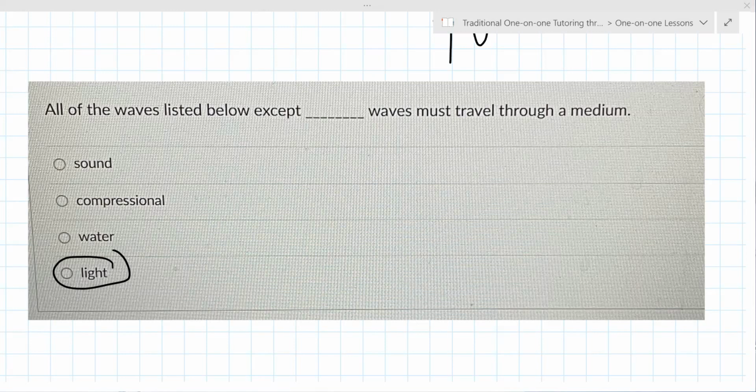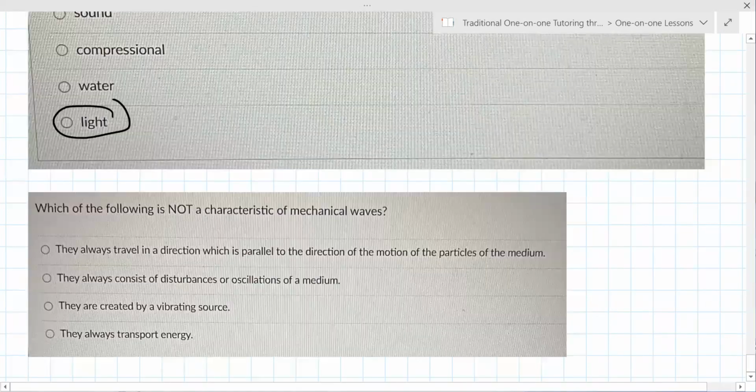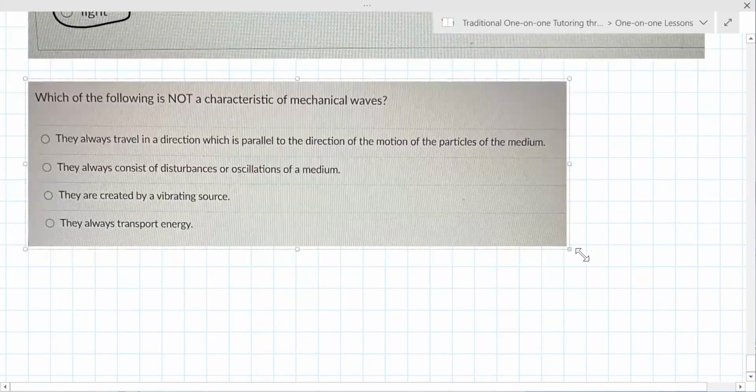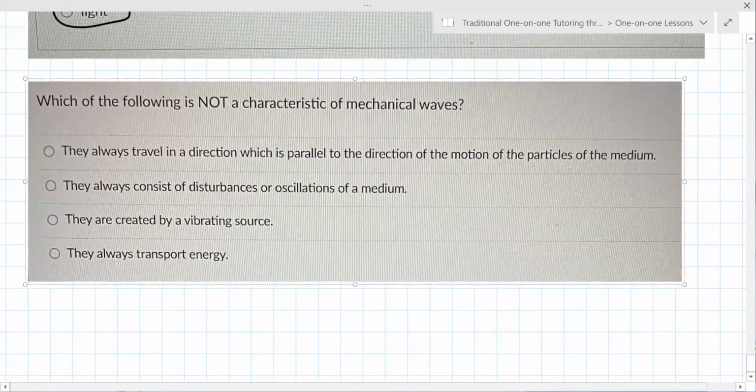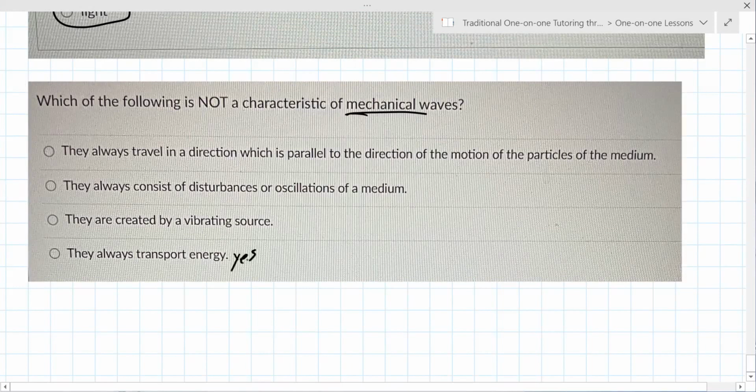Okay, Julia, I'm back. We're on this question about characteristics of a mechanical wave, which I will snip in. Which of the following is not a characteristic of mechanical waves? So let's go with the things that should be kind of obvious about mechanical waves. They do have energy. They transport energy. They're definitely created by a vibrating source.